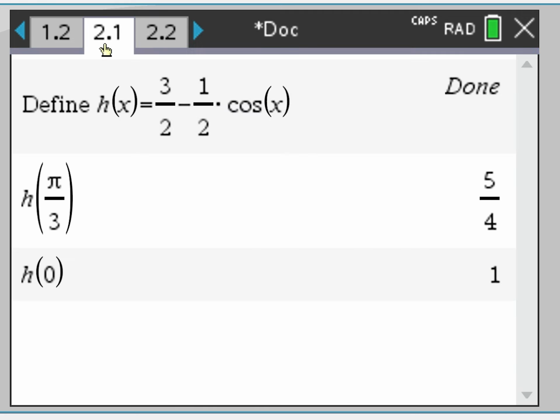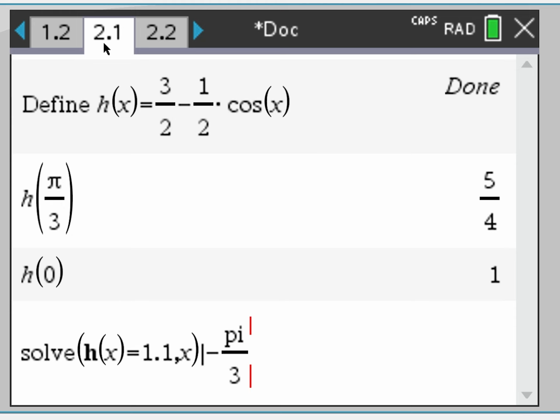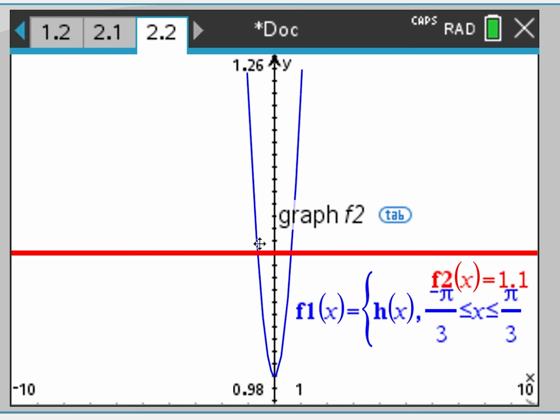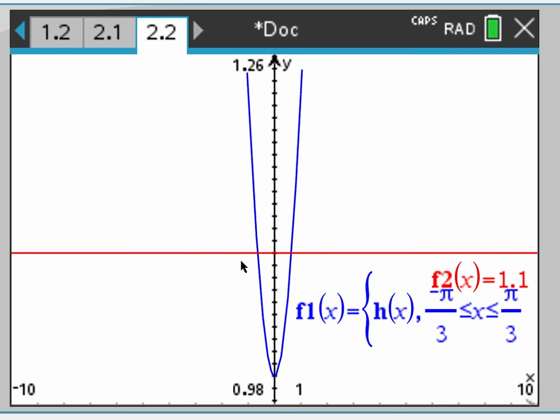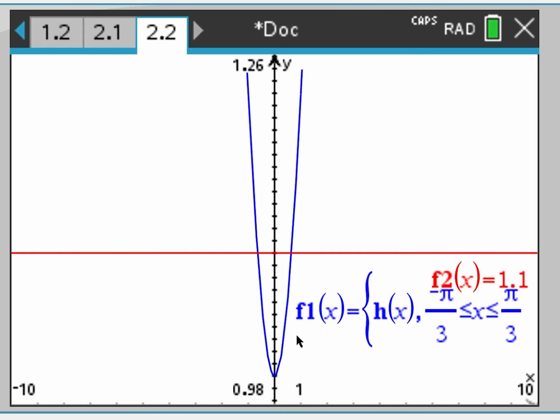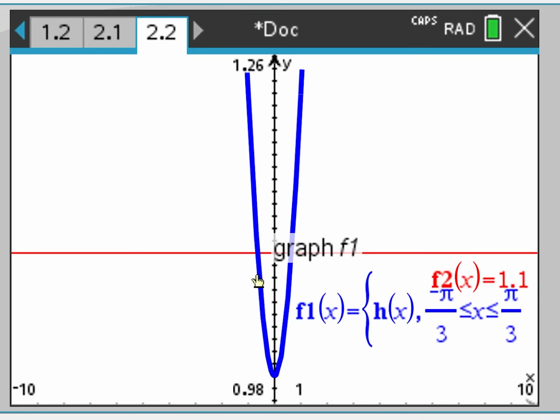So what we are going to do is find the intersection. So h of x equals to 1.1 comma x, and of course we have to specify the domain that x is between negative pi on 3 less than or equals to pi on 3. Right, so these are our intercepts. If I go back here, this is the intersection, which is negative 0.64, and this is the positive 0.64. And anything between that value results in a height of less than 1.1. So that's all we are looking for.